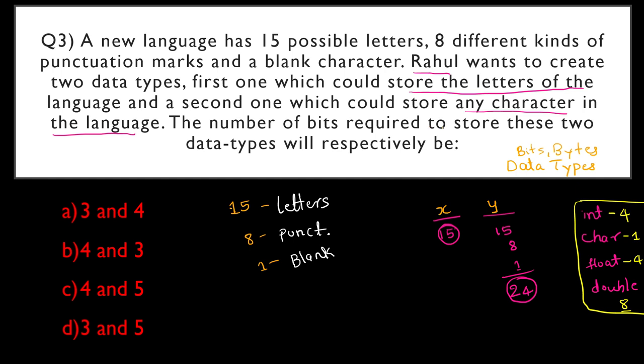Now the number of bits required to store these two data types will be, how many bits do you need to store 15 letters? How many bits do you need to store 24 different characters? Let me just erase this. So we now know how many characters we want to store.